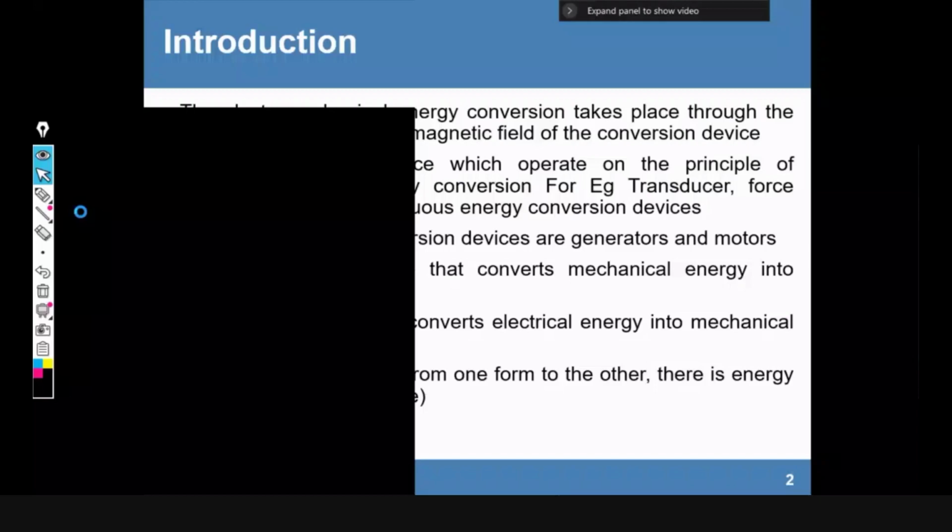Like solar, we are converting solar energy to electrical energy, then electrical energy into mechanical energy; wind energy, hydro energy. So all such kinds of energy are being converted from one form to another form. Clear? So the motor and the generator are what we are going to discuss in detail in this topic.